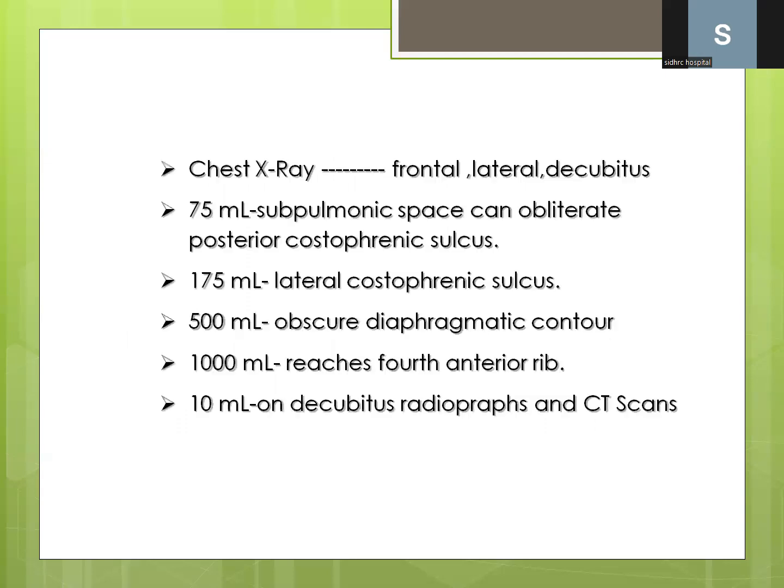The most initial investigation is X-ray chest. We do it in 3 views, frontal, lateral, decubitus, depending upon the amount of fluid in the pleural space. So if it is 75 ml, the fluid is in the subpulmonic space and it obliterates the posterior sulcus only. Fluid increases to 175, it obliterates lateral costophrenic sulcus. If it is more than that, that is 500 ml, it obscures the diaphragmatic contour, and 1000 ml will be visible as amount of fluid present to the fourth rib on the chest X-ray.